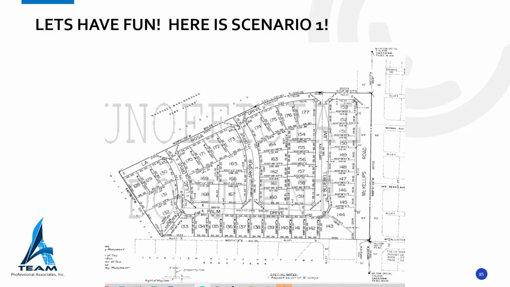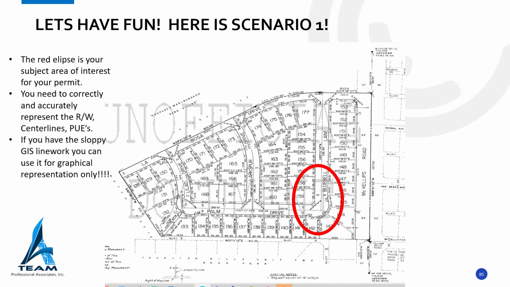All right, so here we go. So let's say that you have a permit, small little thing that you need to do. It's in this red ellipse area, and that's your area of interest. So you need to correctly and accurately represent the right-of-way and center lines and PUEs. Now, by now you should have already gone through the plat reading map, so we're going to talk about that.